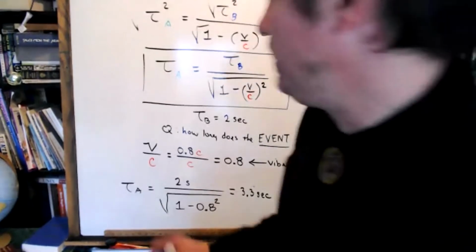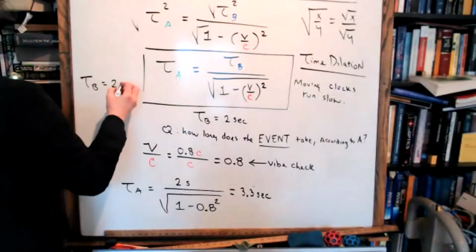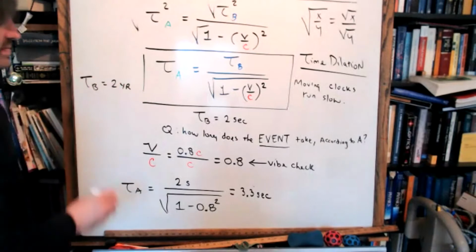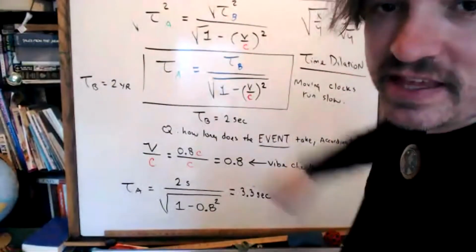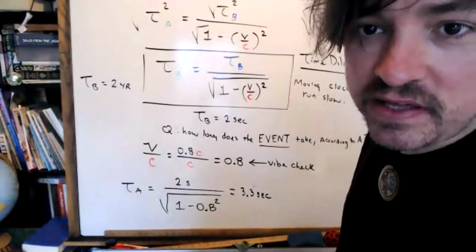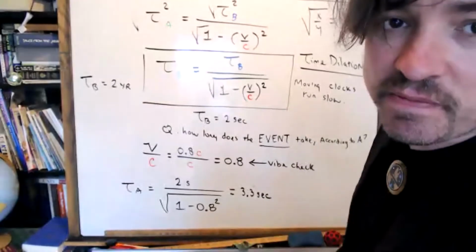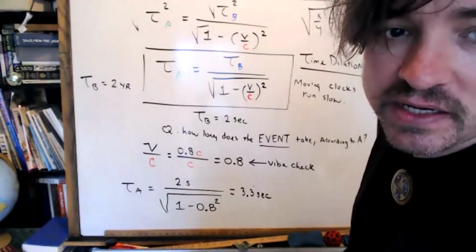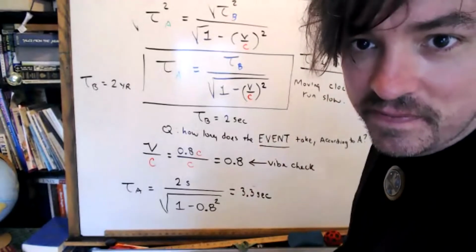Suppose the laser beam, according to B, suppose the event took 2 years. At 80% the speed of light, let's say you bounce the laser back and forth 50 bazillion, trillion, gazillion times, okay? So many times that the laser beam took 2 years to complete the experiment. How many years would the experiment take relative to A?